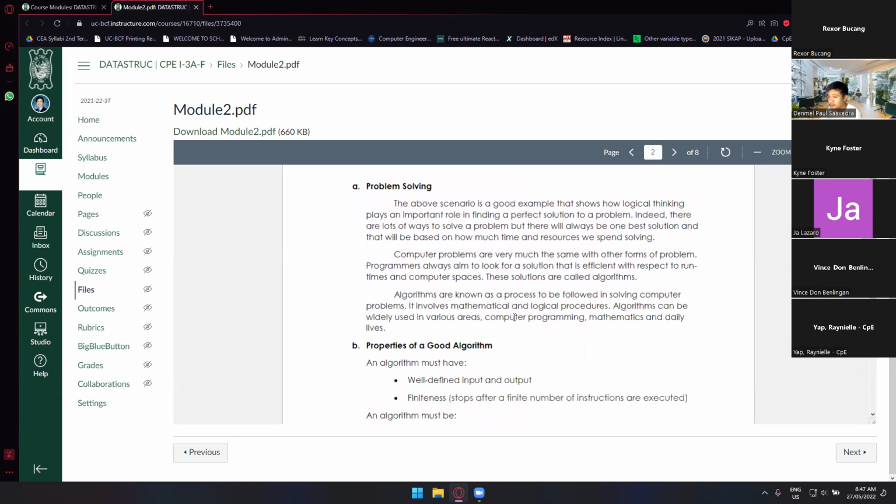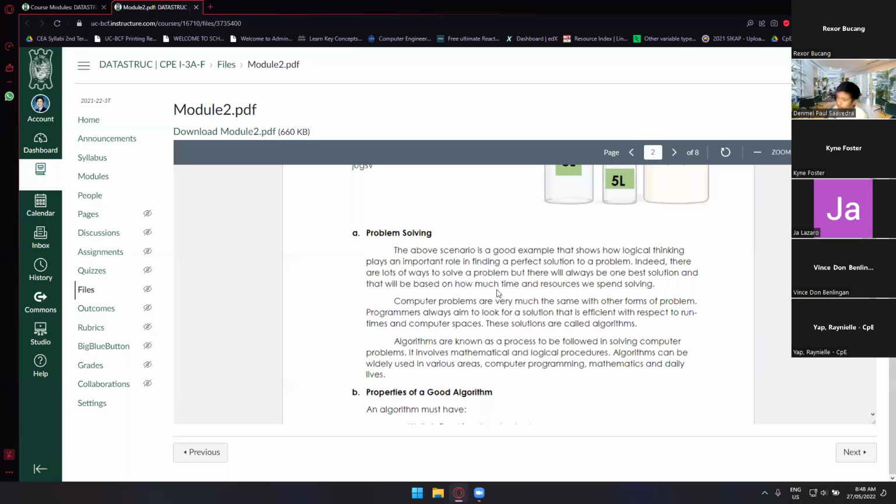Computer problems are very much the same as other forms of problem. Programmers always aim to look for a solution that is efficient with respect to runtime and computer space. These solutions are called algorithms. That is why we run a lot of algorithms, compare them, and see which one takes the shortest time to solve that specific problem.